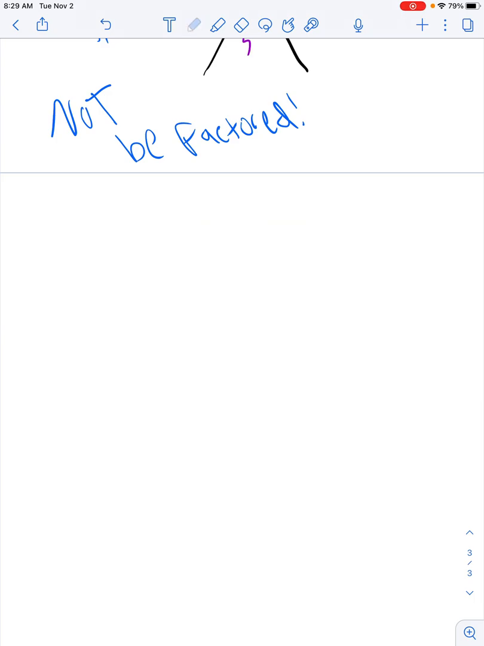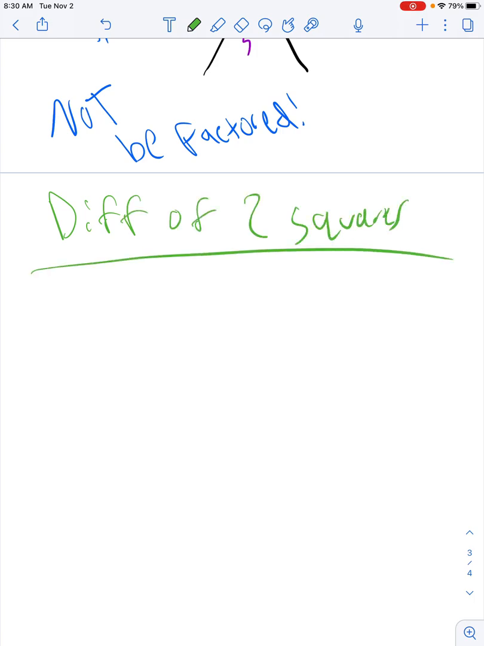So a difference of two squares looks like this. It's going to be a binomial, which means two terms. Its highest degree is 2. And it's going to have a subtraction sign.